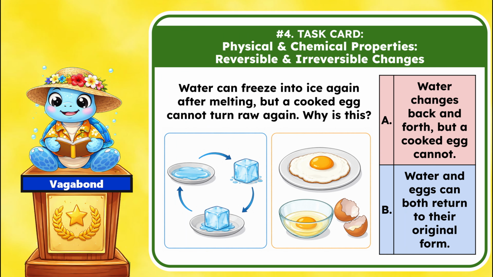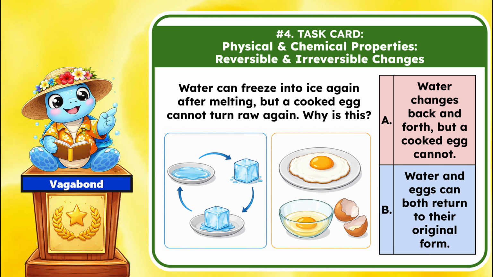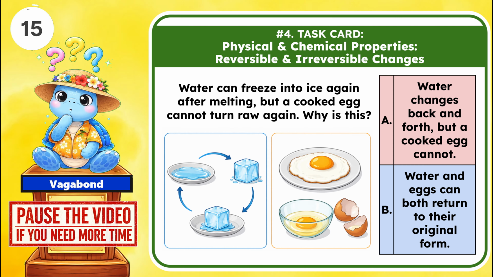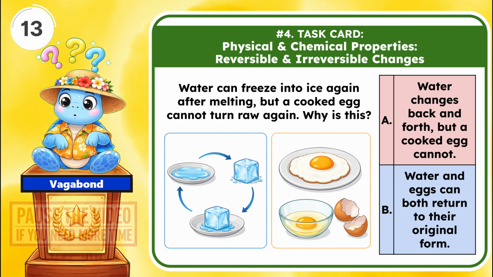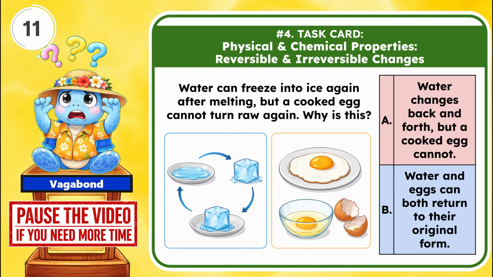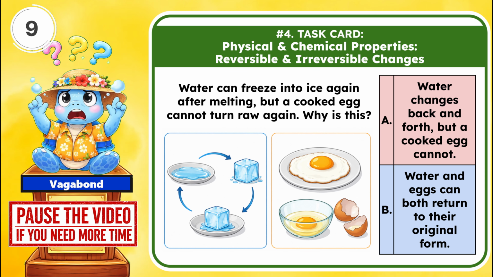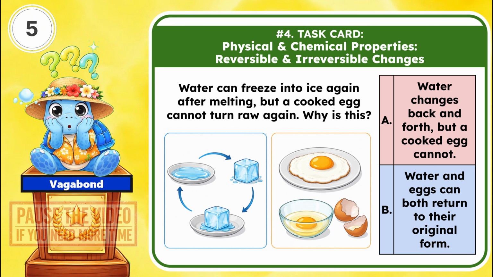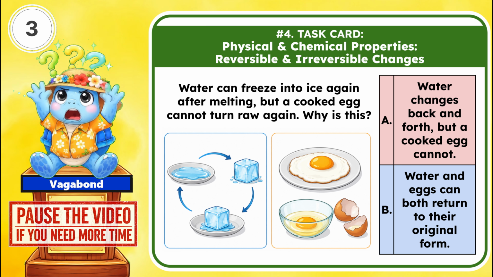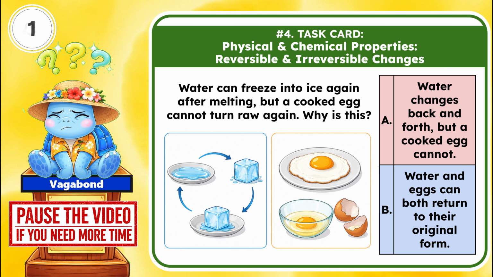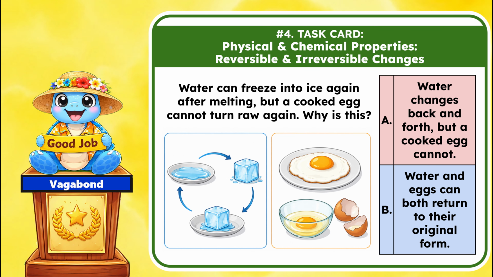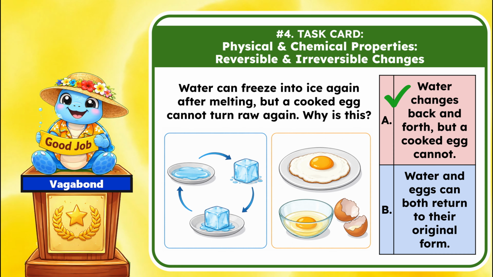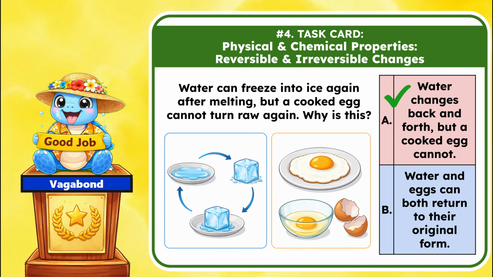Water can freeze into ice again after melting, but a cooked egg cannot turn raw again. Why is this? And the correct answer is letter A. Water changes back and forth, but a cooked egg cannot.